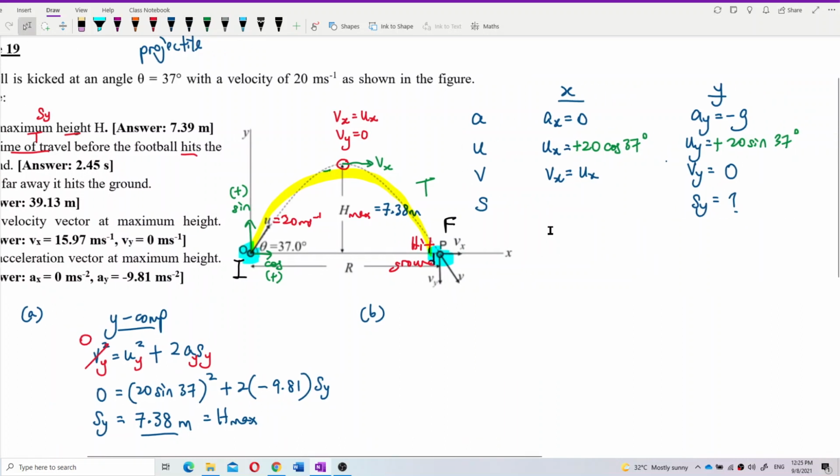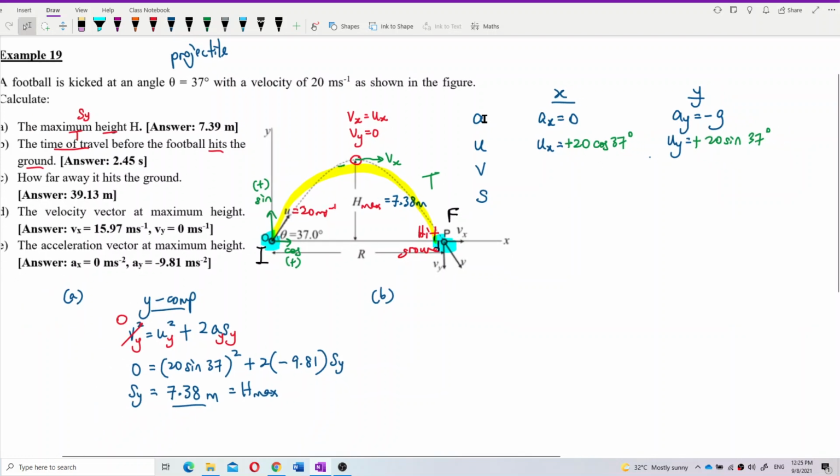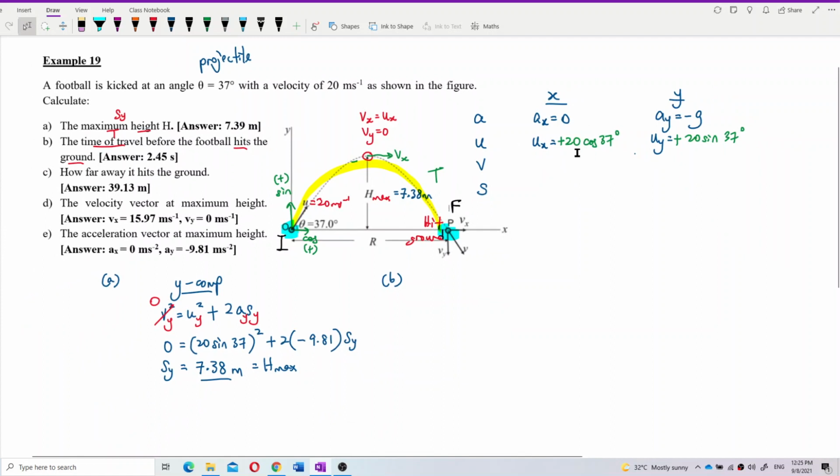Okay, and then in this diagram we can find the velocity. We no longer need this value. This value also no need. This is only for maximum height. Okay, we can still use the u and acceleration for question B, because it's still the same. However, we don't need to find velocity now. We need to find the time of travel. So how far is it to hit the ground?